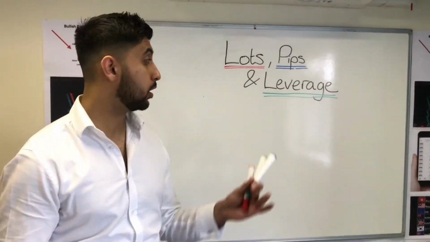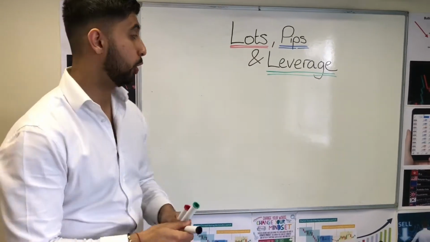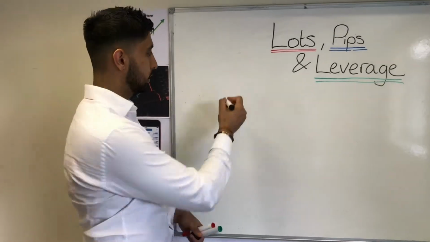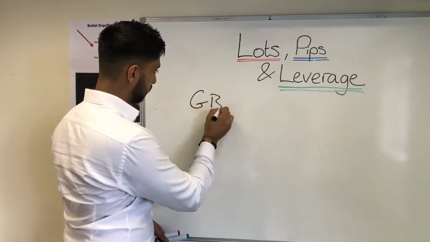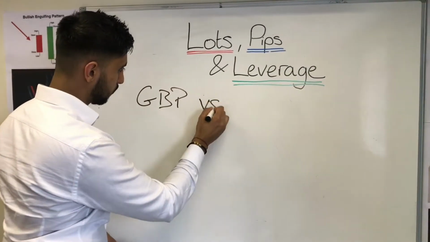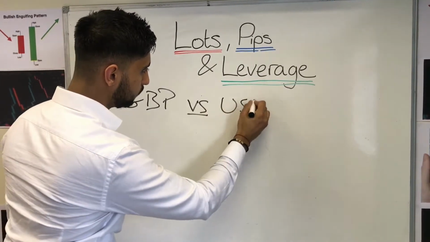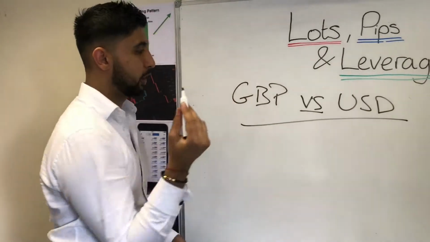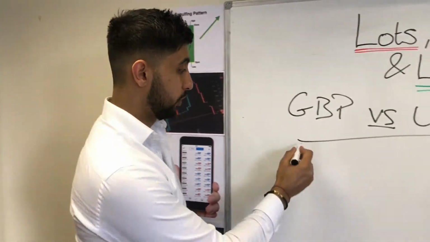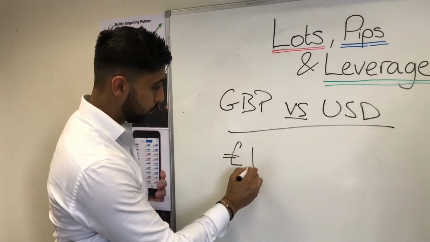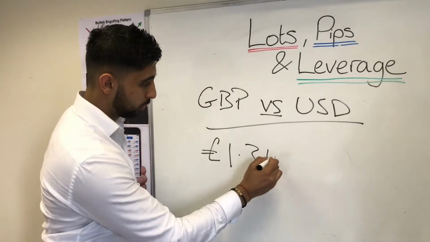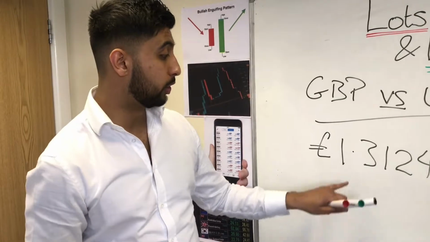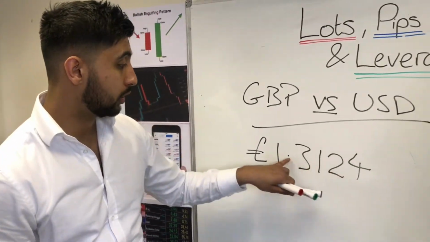Alright, cool guys, so we learned about lot sizes, let's go into pips. So, let's take a currency pair. Pound sterling versus US dollar, again. Okay, so pound sterling versus US dollar. And let's take pound sterling at a value here. So for example, it is 1.3124. What a pip is essentially, what we're looking for is the fourth number after the decimal point.